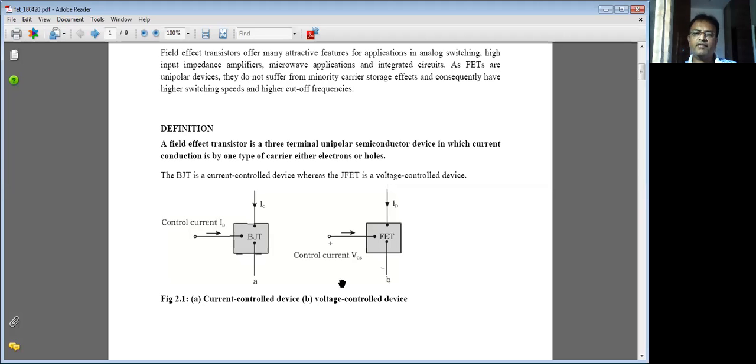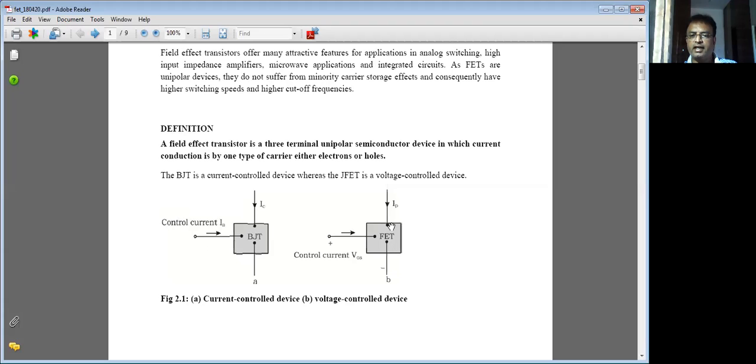The other main difference is that BJT is a current controlled device. What do we mean by current controlled device? The output is the collector current in the BJT. This is controlled by the base current IB. The output current is controlled by the input current. So BJT is called a current controlled device.